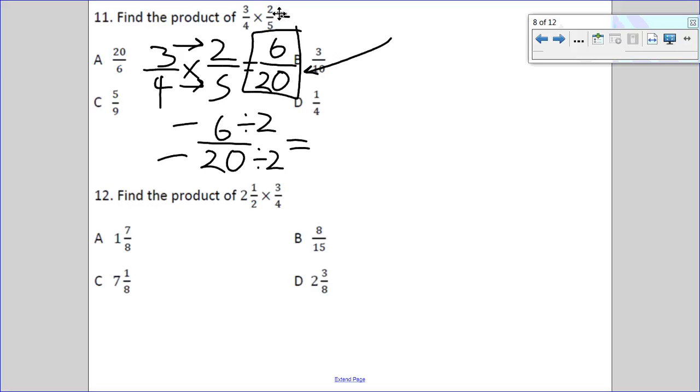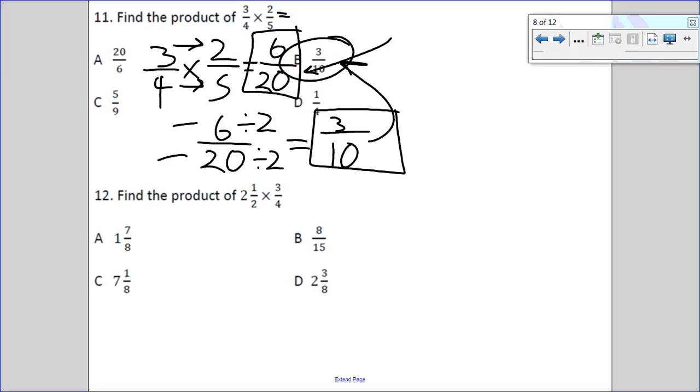So I can go 6 divided by 2 is 3. 20 divided by 2 is 10. So 3 tenths. And actually that cannot be reduced anymore. The largest number that can divide evenly into both of these is 1. And that wouldn't help us, because 3 divided by 1 is 3, and 10 divided by 1 is 10, and then we would still have 3 tenths. But that is one of our answer choices. Answer choice B, 3 tenths.